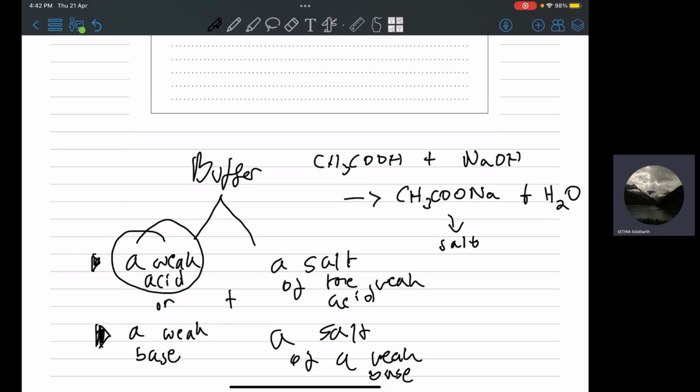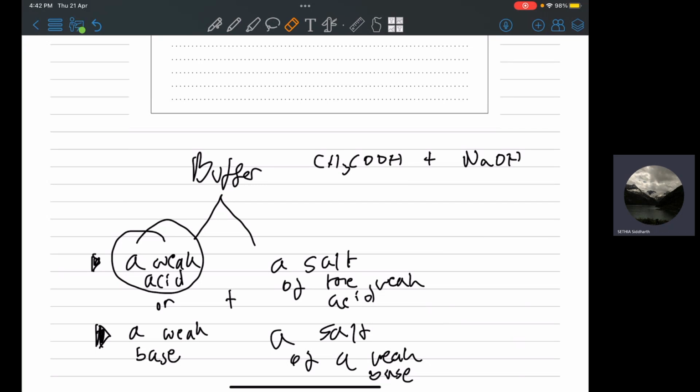So there you have it. And for the base, it works in a similar way. If you have a weak base, let's say something like NH3, you can react it with HCl and you get NH4Cl. So this is your salt. This is a salt of a weak base. So okay, all right. I hope that's made sense. That's how you can create a salt.